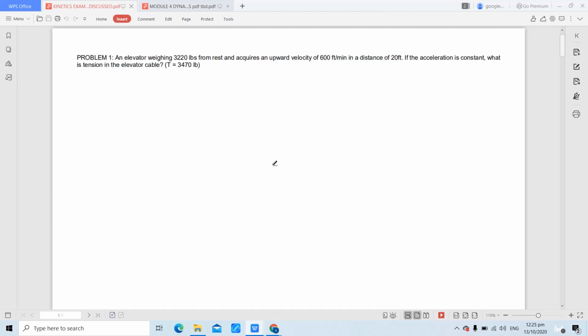We have here an elevator weighing 3,220 pounds that starts from rest and acquires an upward velocity of 600 feet per minute in a distance of 20 feet. If the acceleration is constant, what is the tension in the elevator cable?